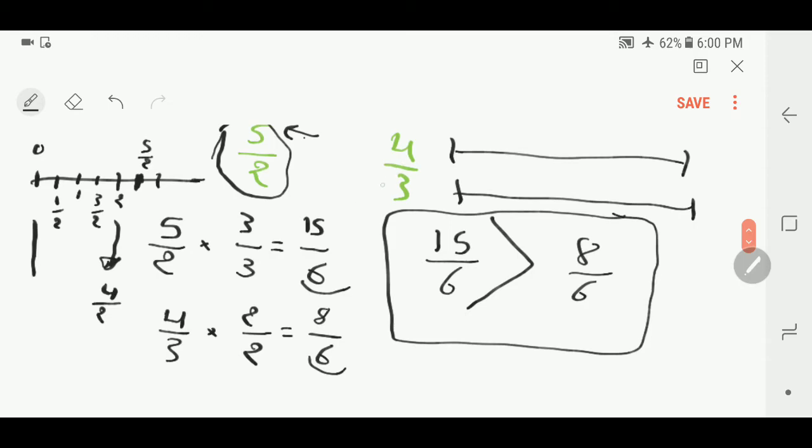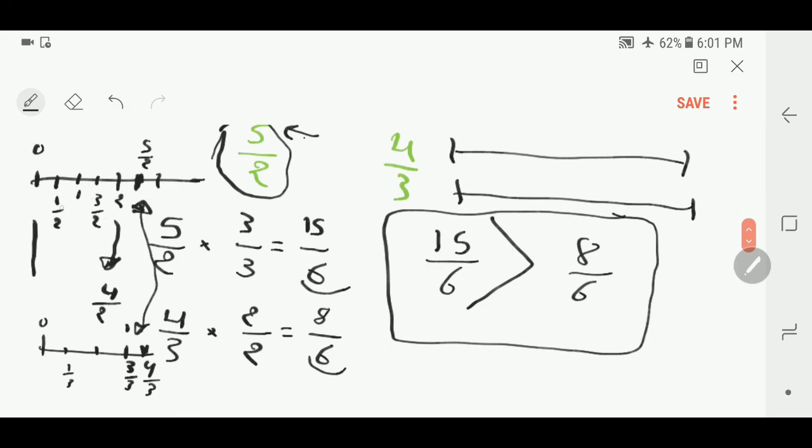Very good. But 4 over 3, if we cut the line segment into, let's say this is 0, 1, we cut it into 3 pieces. This is 1 over 3, 2 over 3, 3 over 3, and then 4 over 3 is somewhere here. So 4 over 3 is just after 1. It did not even get to 2. So definitely 4 over 3 is less than 5 over 2. This is just the line segment.